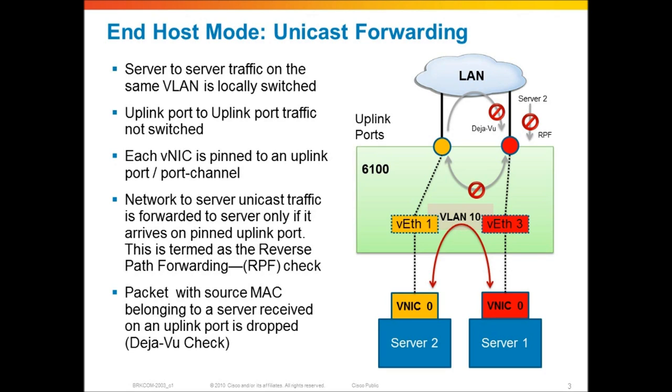And as I mentioned previously as well, the servers are pinned to an uplink. So we have server 2 pinned to the orange uplink, and we have server 1 pinned to the red uplink. That's called dynamic pinning. And when that happens, if a packet comes in on an uplink for a server that server is not pinned to, that traffic will be dropped. That's called the reverse path forwarding check.